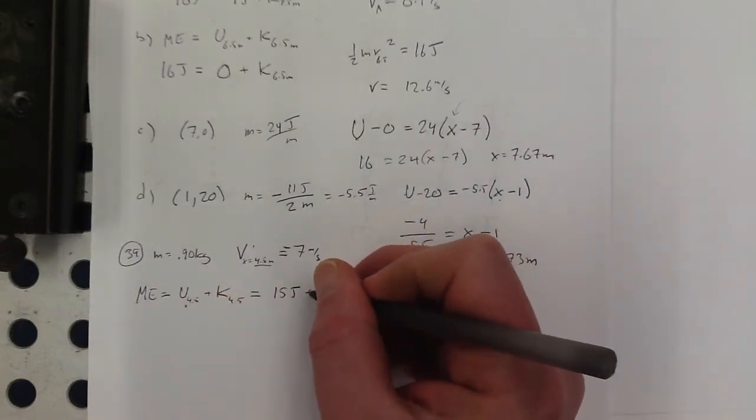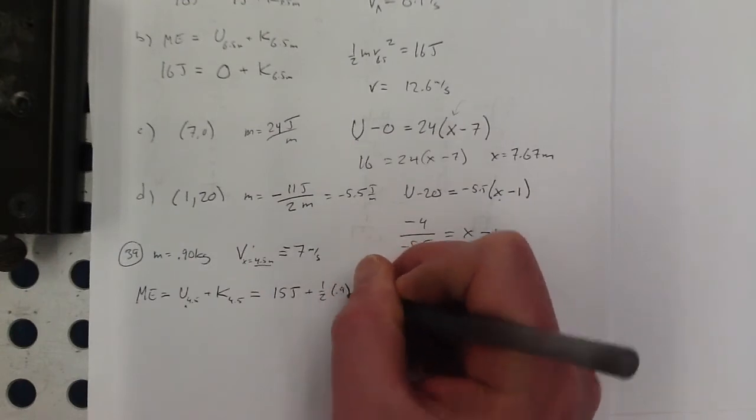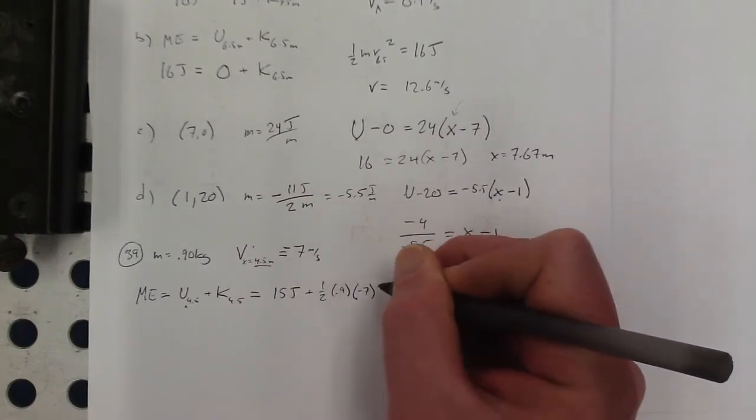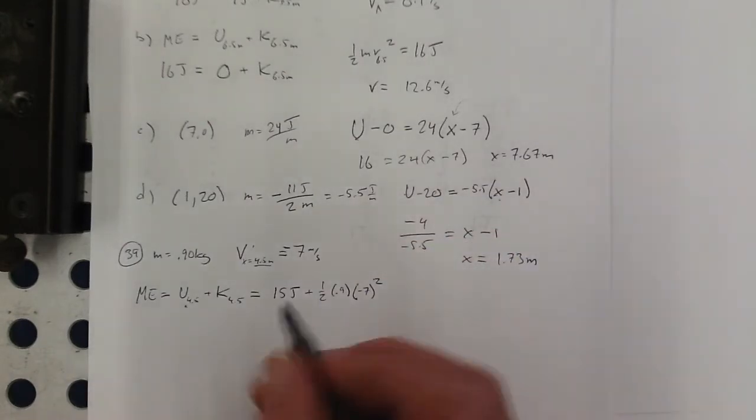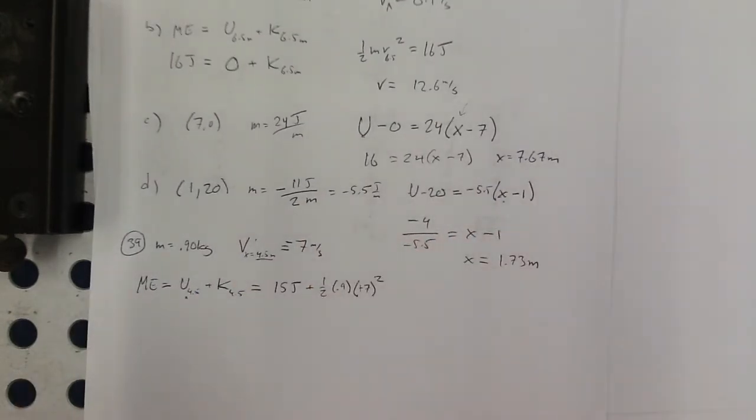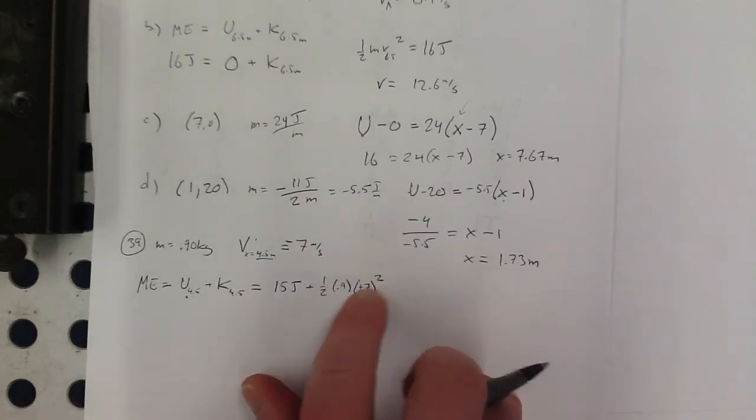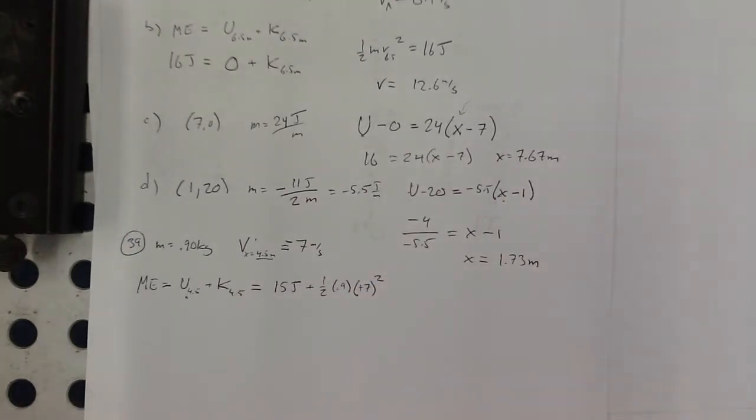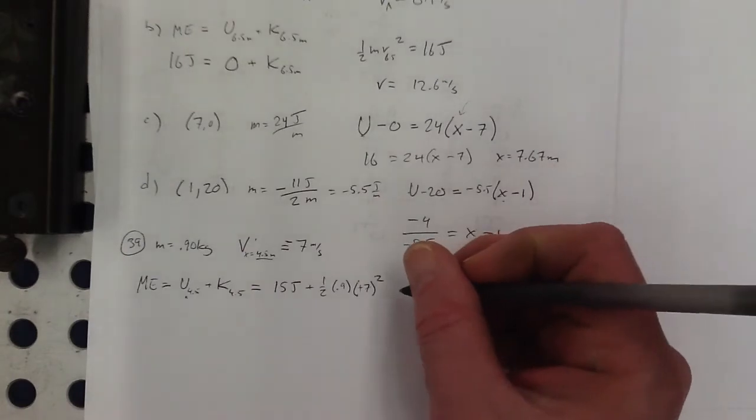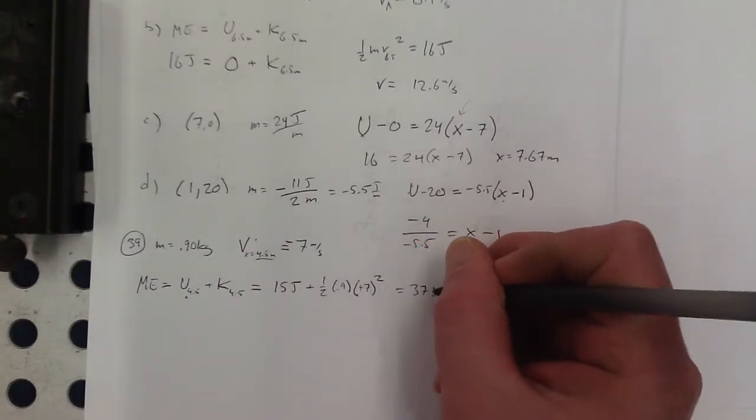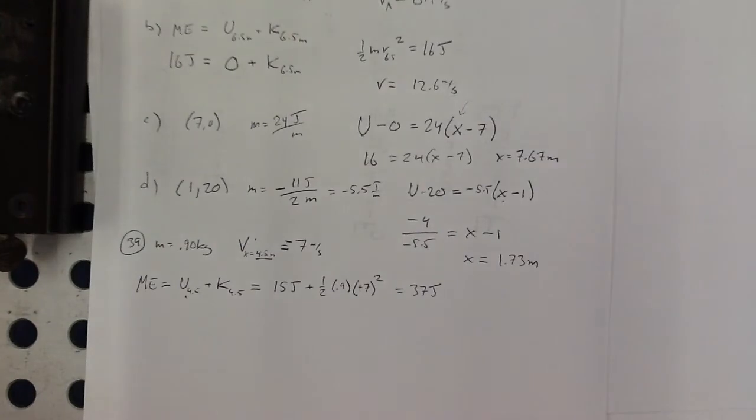And the kinetic energy, 1/2 mv squared there. When we do 1/2 mv squared, we're just interested in the speed, so we don't need that minus sign. Not that it matters, we've got it squared off there anyway. So I got 15 plus 1/2 mv squared. So that's about 37 joules. That's what I'm getting there. That's the total mechanical energy.